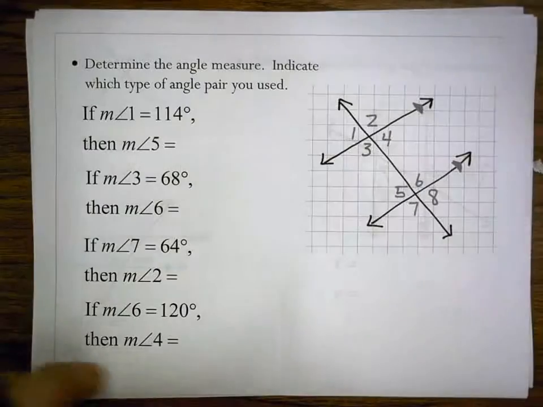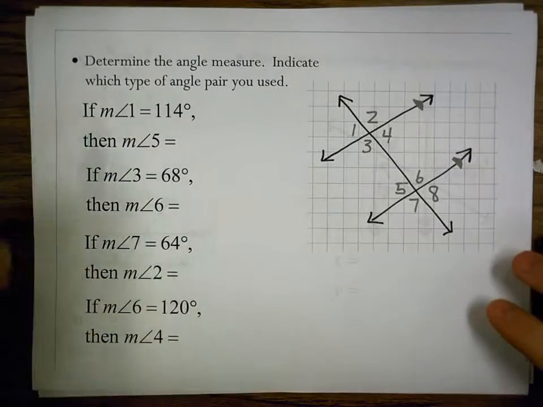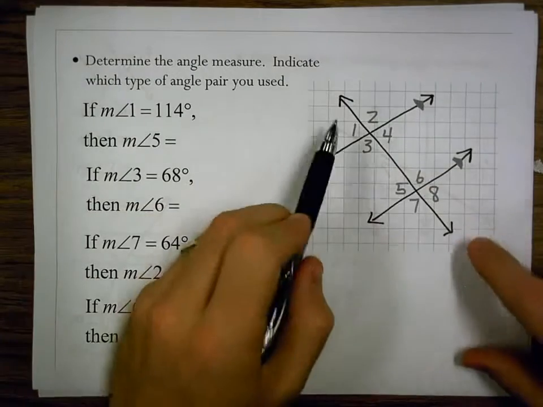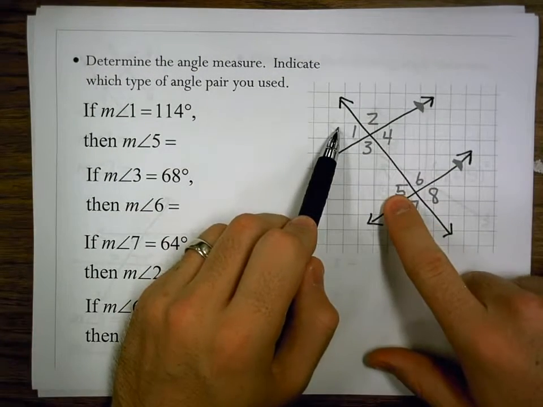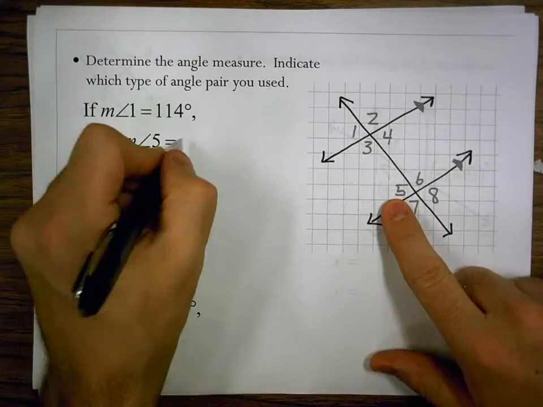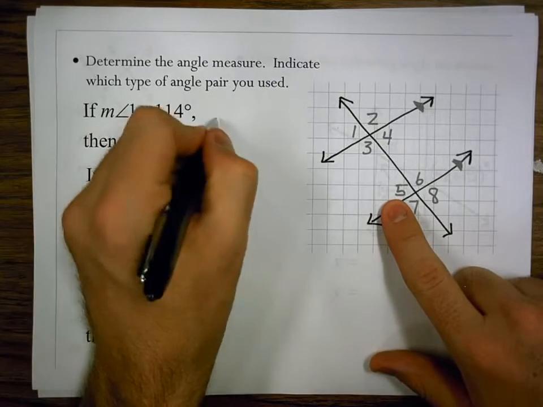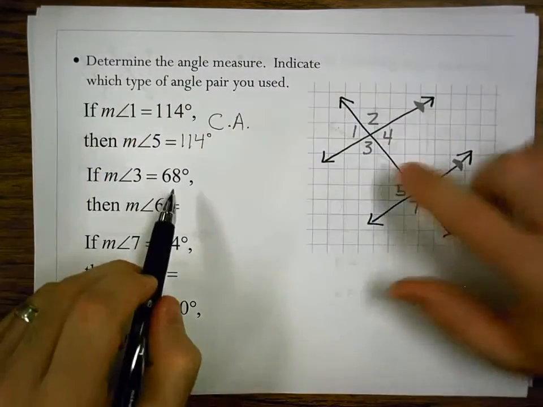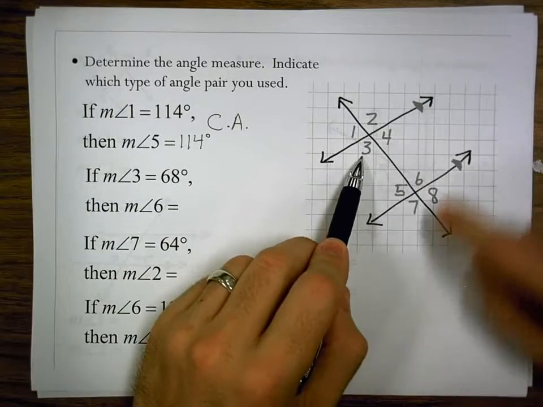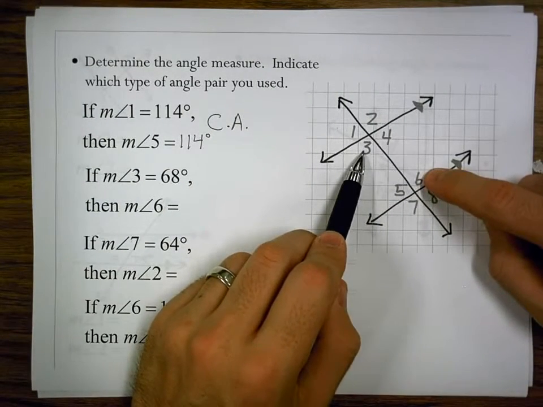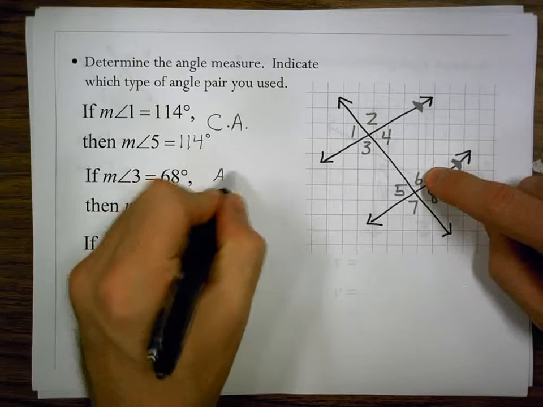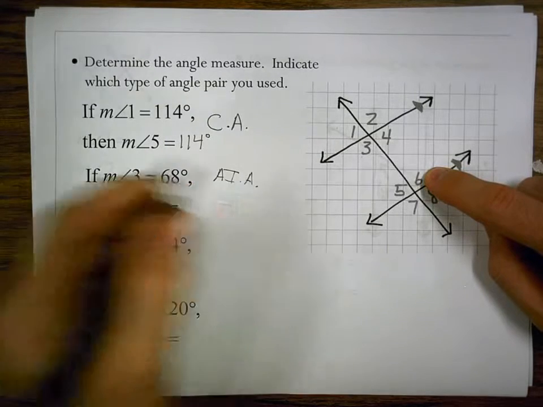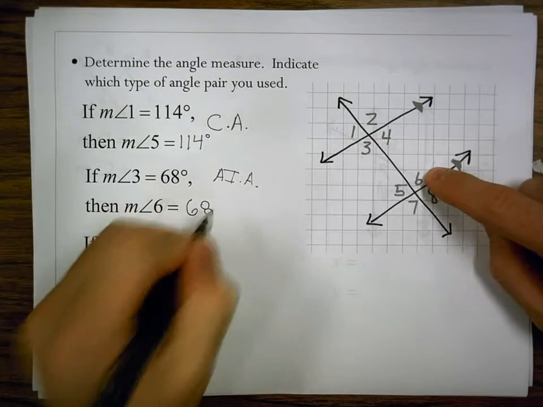So let's work through and see. So angle 1 is 114. I need to find angle 5. 1 and 5 corresponding, also 114. Those are corresponding angles. Angle 3 is 68. I need to find angle 6. 3 and 6 are alternate interior angles. So that means it is 68 degrees.